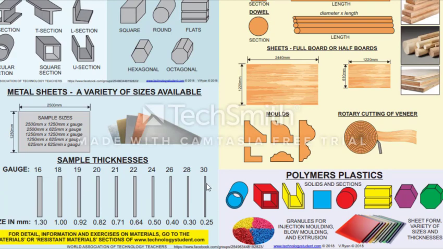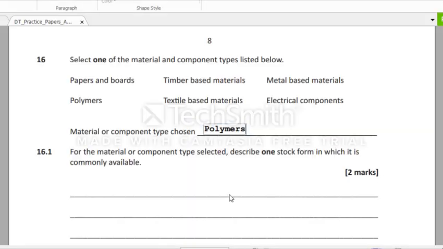Okay, and then for polymers, which we chose to answer the question for, you can see that they come in different sections. They come as bars, as granules, as sheet forms, as rods, as sections as well, as solids, as different types of shapes and extrusions. You can have ones where they have slots in them and so on. So this is what the question is referring to. So let's go back to that question. It says for the material or component type, describe one stock form available.